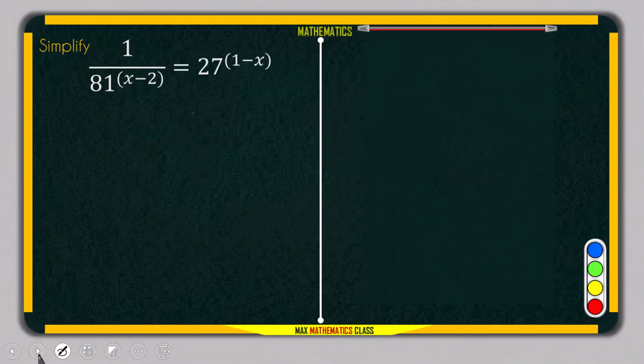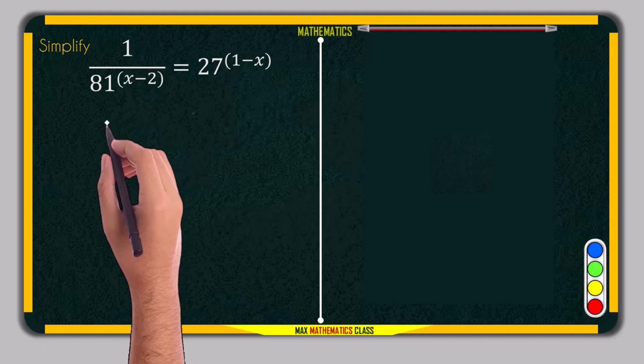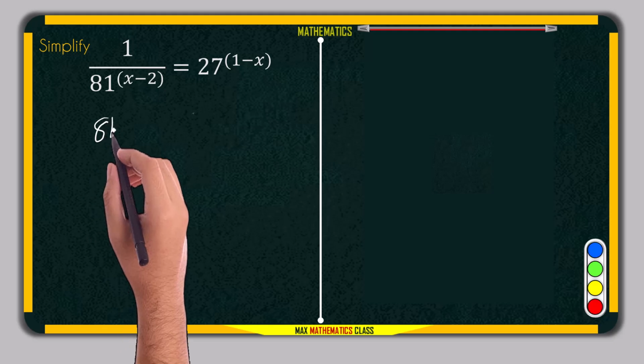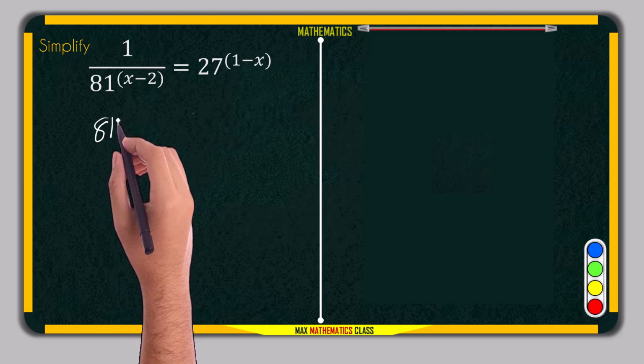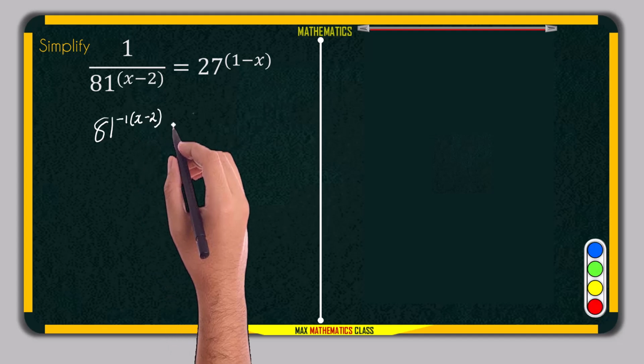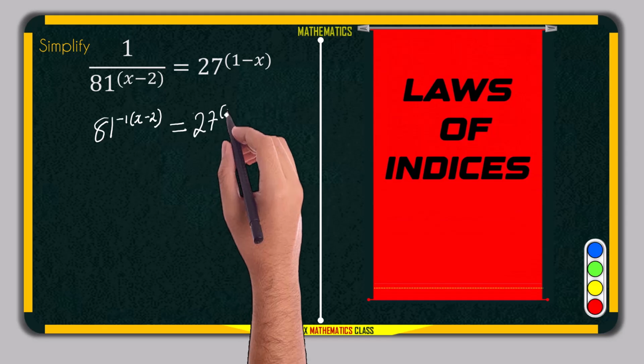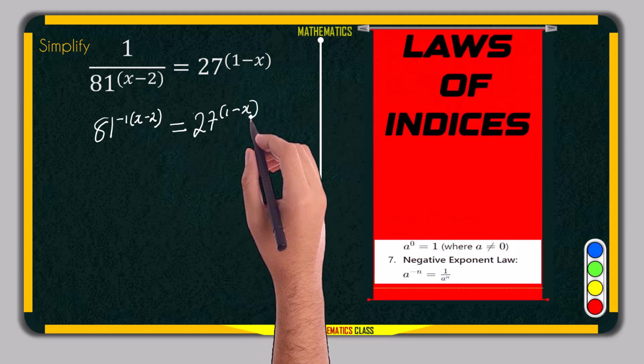Method 1. We are going to rewrite the left-hand side of this equation in its negative form. That is, 81 will be written as 81 raised to the power of minus 1 times (x minus 2) in brackets, and is equal to 27 raised to the power of (1 minus x) in brackets.